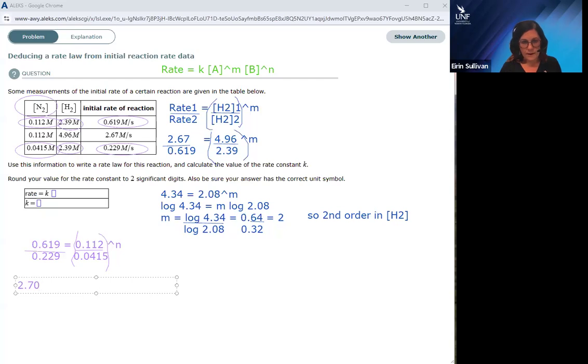And then let's see, that is going to be 0.112 divided by 0.0415 is also going to be 2.70, and that'll be to the power of n. So you might just look at that and say, hey, n's got to equal 1, so it's first order. But you can also do the log of both sides. So log 2.70 equals n log 2.70. So then take the 2.70 to one side, log 2.70 divided by log 2.70. Well, the same thing divided by itself will equal 1. So n equals 1. So it's going to be first order with respect to nitrogen.